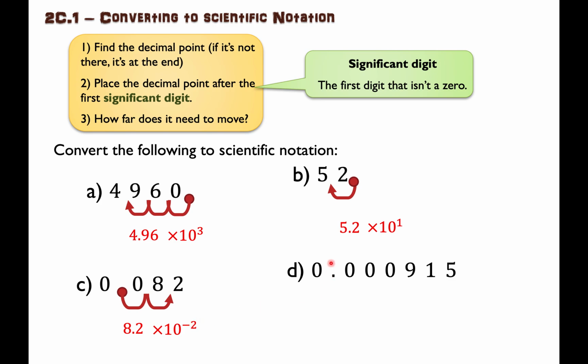One last one to practice. The decimal point starts here. We want it to move after the first significant digit. Let's find the first significant digit together. Ping, ping, ping. There it is, after there. So we want the decimal point to be right there. How far does it have to move? A 1, a 2, a 3, 4. It moves 4 places. I can get rid of all the leading zeros. So I have 9.15 times 10 to the power of minus 4. 4, because it moved 4 places, and negative, because this number was very small.